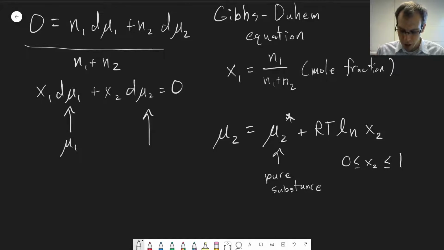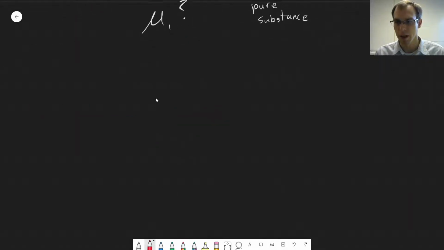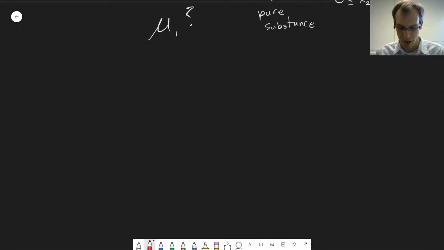So if we know that this is the chemical potential equation that describes the chemical potential of component 2 in our mixture, what is the equation that describes the chemical potential for component 1? Because that's the idea behind the Gibbs-Duhem equation, that we have this equation here that relates these. So let's work through this, and we'll get an interesting and very useful result.